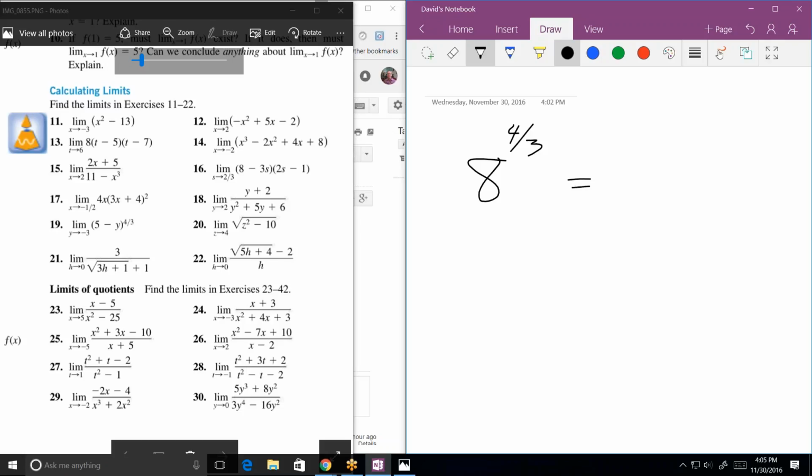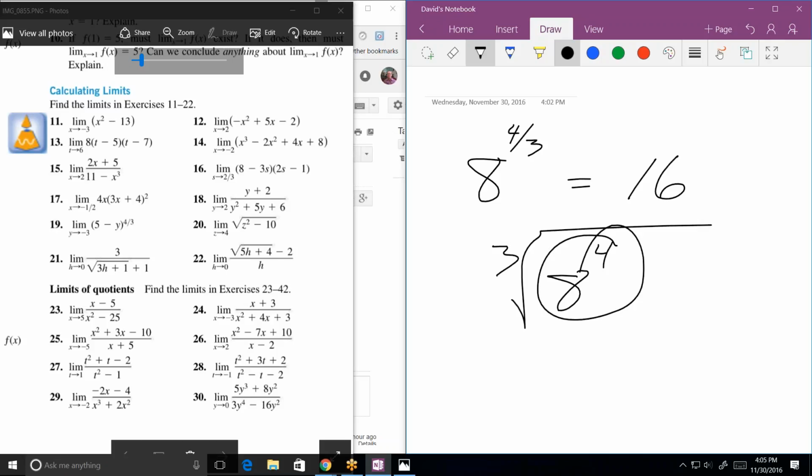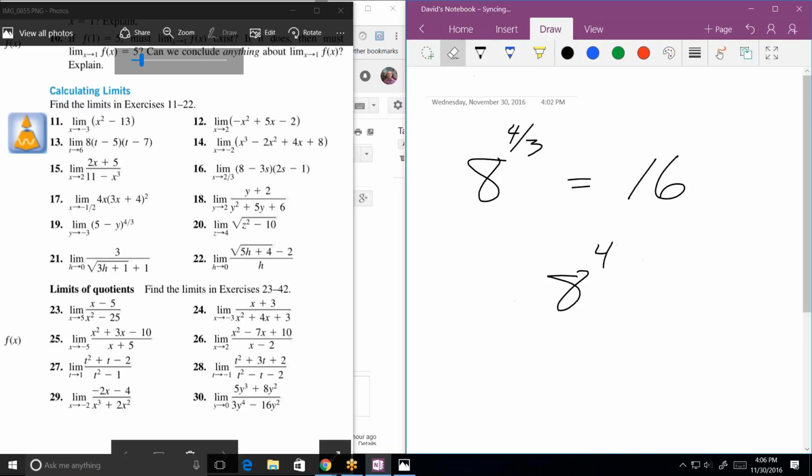Okay, so 64 times 8. What's the third root? Oh, that'd be 2. Correct. And then 2 to the 4th? So that would be 4, 8, 16. Notice how much easier. You can do these in either order. In other words, we could have done 8 to the 4th and then taken the cube root of that. But 8 to the 4th is a big number, and then we would have needed a calculator to do it. So it's always better to take the denominator, which is the root, first.